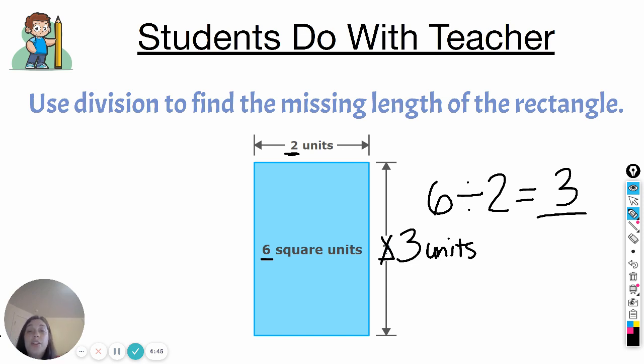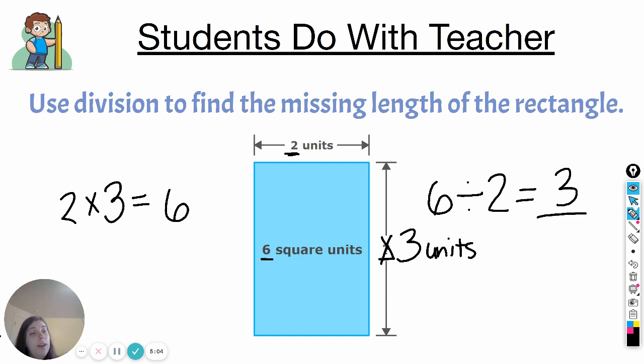So another equation that we could do for this is our side length of 2 times 3 would equal the area of 6, which is what we practiced yesterday, multiplying the sides to get the area.